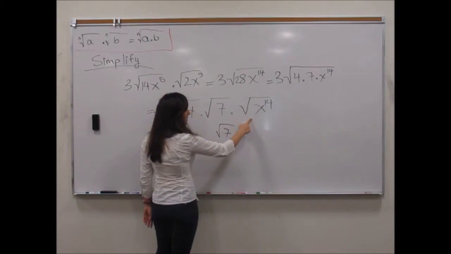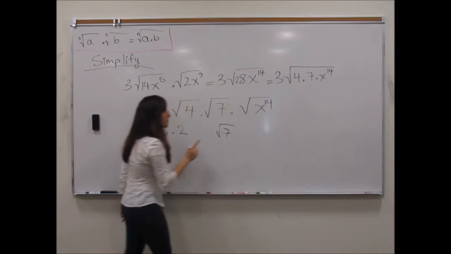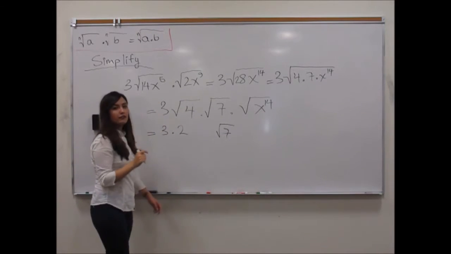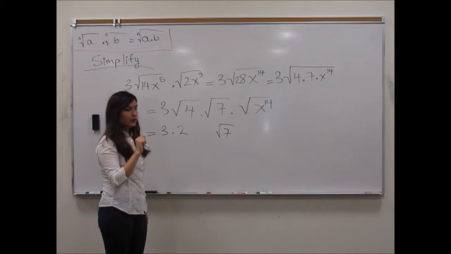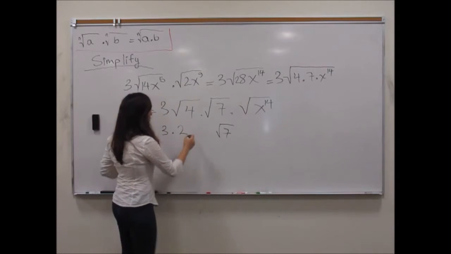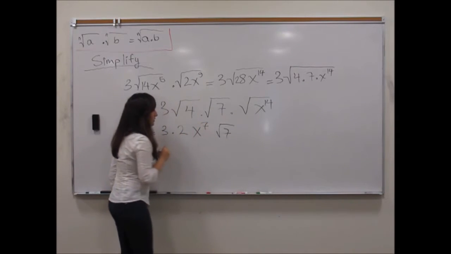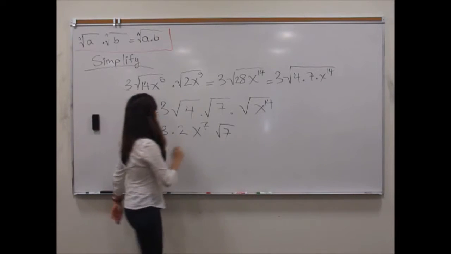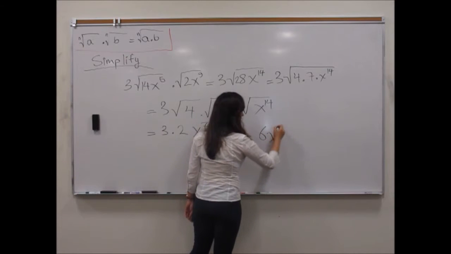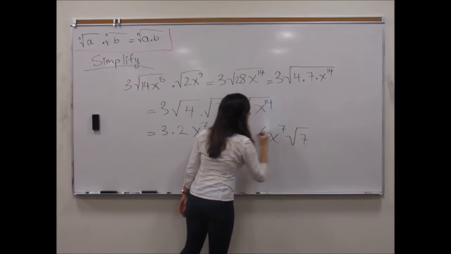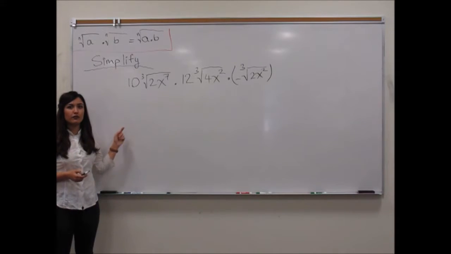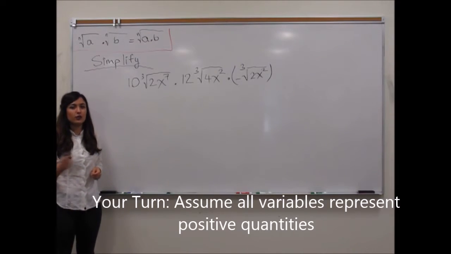And this rad x to the 14th, it's a square root. Because it's a square root, for every 2 x's, 1 pops out of the radical. So for 14 x's, 7 x's leave the radical. So I have x to the 7th. And simplify it more. 3 times 2 is 6. 6x to the 7th times rad 7. And that is the final answer. Alright guys, here's another example for you to try. So go ahead and pause the video. We'll go over it together.